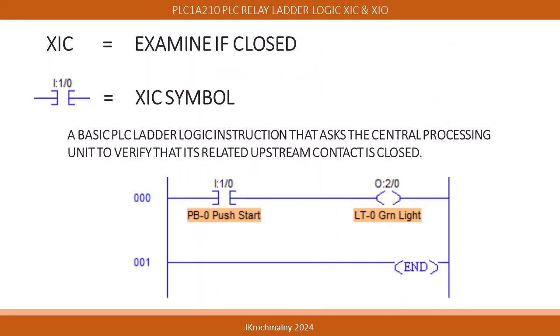The Xic, or examine if closed, PLC ladder logic instruction looks similar to a typical normally open set of contacts that may appear on an electrical wiring diagram. Reading this PLC relay ladder logic program instruction, we can understand the intended logic behind this instruction. If push button PB0 is pushed, closed, the LT0 green light shall illuminate. If the push button PB0 is released, and thereby opening up the switch, the LT0 green light shall turn off.